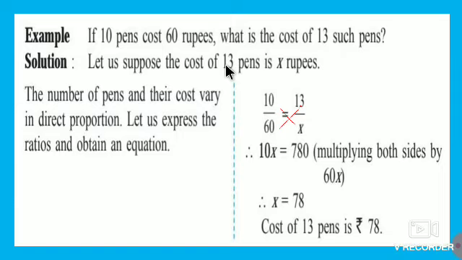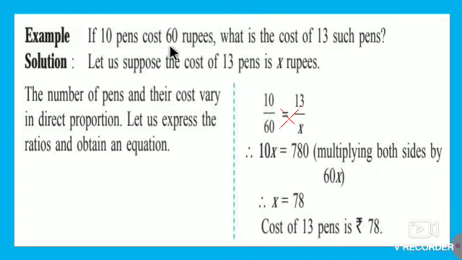Relatively, you have to see whether the amount that we have to pay will increase or decrease. If we are going to buy more pens, we have to pay more money for it. Correct. Therefore, there is a direct proportion. The number of pens and their cost vary in direct proportion. Let us express the ratio and obtain an equation. So write down the ratio for it.